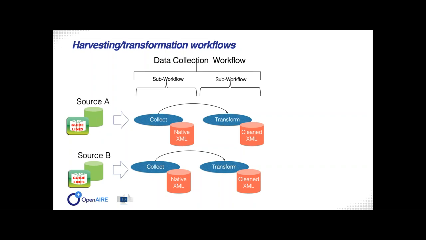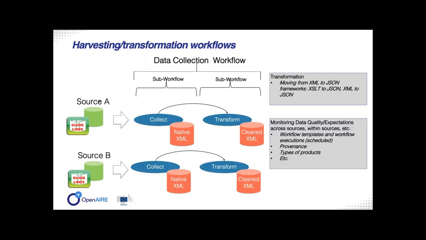So for us, it's very important to track down this process. It's key also, for example, to define the transformation mappings. So we need to have the native sources under control to check if all the vocabularies that are used, which are highly heterogeneous, find a mapping into our common model through the transformation. Okay, so here there are several things that we are doing. We are moving from the XML to the JSON framework. That's an unfortunate heritage that we have, because XML was the core language in the OAI-PMH, and that's where we stood for a long time. So we are moving from XSLT to JSON and XML to JSON at the same time.